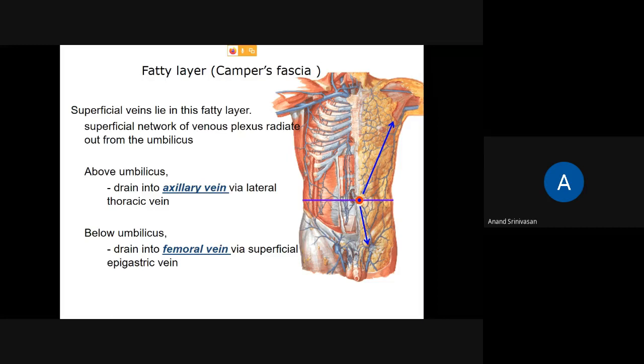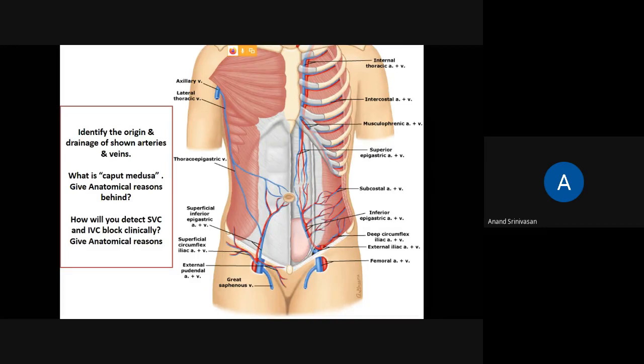All right, the arrows are showing the drainage. Here I have asked you a few questions: identify the origin and the drainage. You can see the superficial veins going through the lateral thoracic vein into the axillary vein, and below the umbilicus going through the superficial epigastric vein and finally draining into the femoral vein.